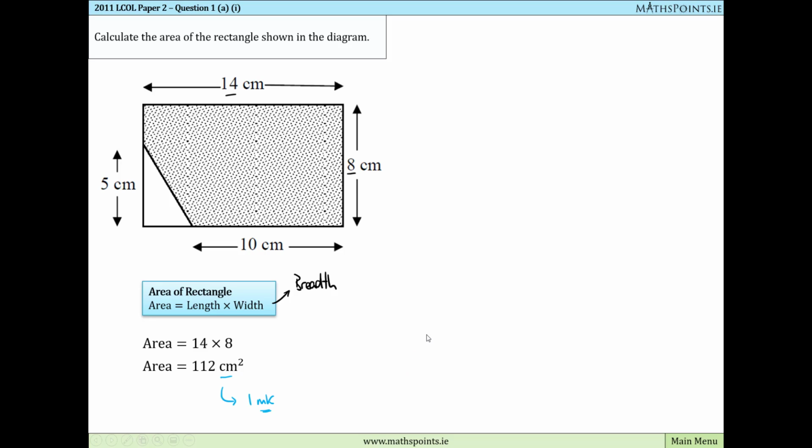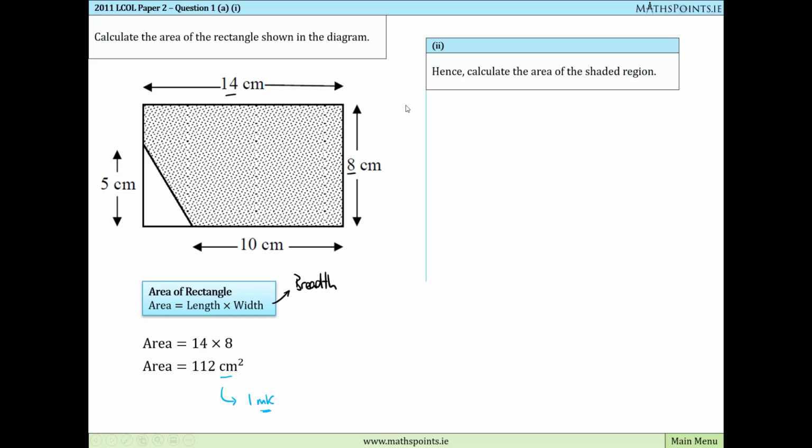The second part of the question says hence calculate the area of the shaded region. Whenever they use the word hence, it means that we're probably going to use something that we've already found in the question. We found that the area of the rectangle was 112, and normally when they say hence, it means that we're going to use that figure going forward. The shaded region is this region here. So it's the area of the rectangle minus the area of this little triangle down in the bottom corner.